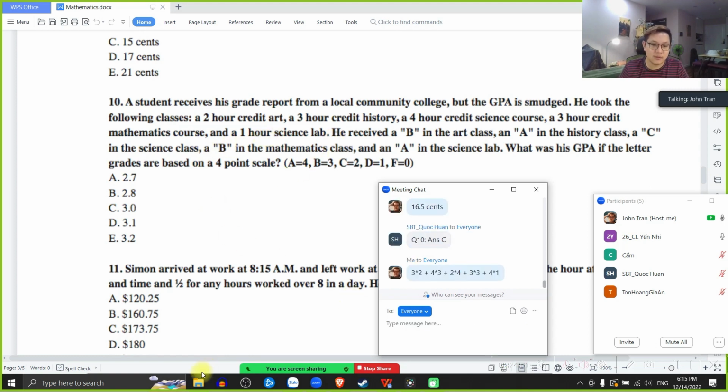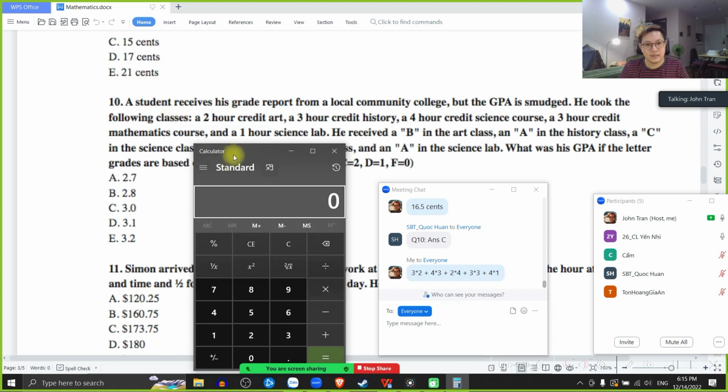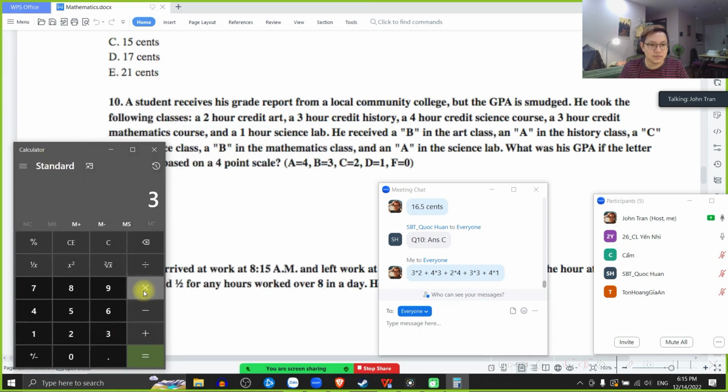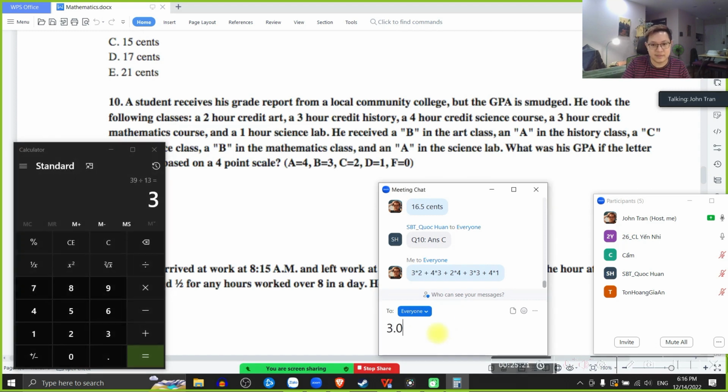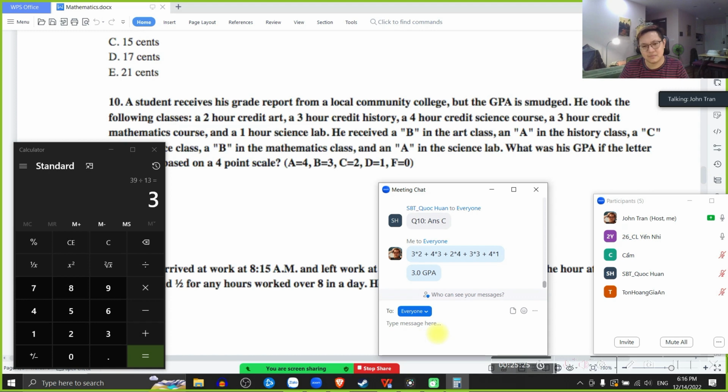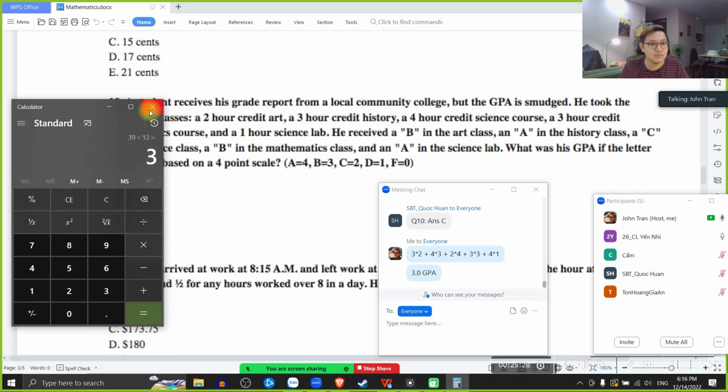So cộng tất cả mấy số đó lại. Just plus all of those things together, and then you divide it by the total amount of credits. So we have 6 plus 12 plus 8 plus 9 plus 4, and divided by tổng số tín chỉ là bao nhiêu? 2 plus 3 is 5, 5 plus 4 is 9, 9 plus 3 is 12, 12 plus 1 is 13. So exactly 3, right? Chính xác là 3.0 đúng không? So it's 3.0 GPA. Not too high, cũng chẳng cao đâu. This is average. Trung bình ha.